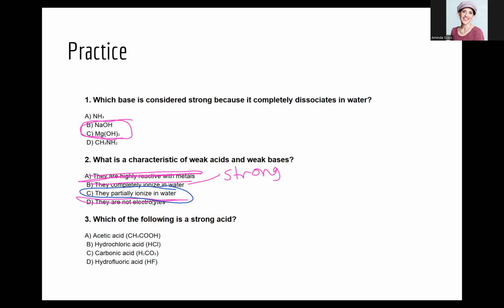Question 3, which of the following is a strong acid? If you look on that previous chart, you'll see that hydrochloric acid is a strong acid. Carbonic acid is a weak acid. Hydrofluoric acid is a weak acid. And acetic acid is your vinegar. It's a weak acid as well.